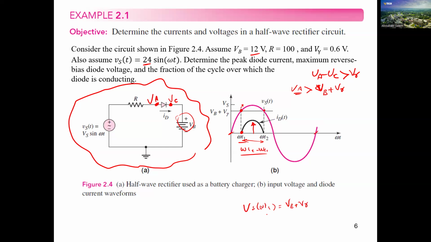And Vs of omega T1 means 24 sine omega T1 equals VB, which is 12 volt, plus V gamma, which is 0.6 volt. So we have an equation here with one unknown, which is omega T1. So we can calculate omega T1 from this equation.